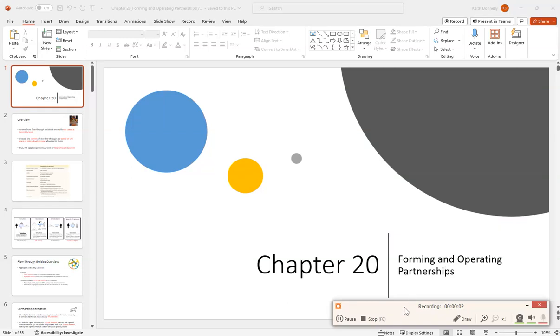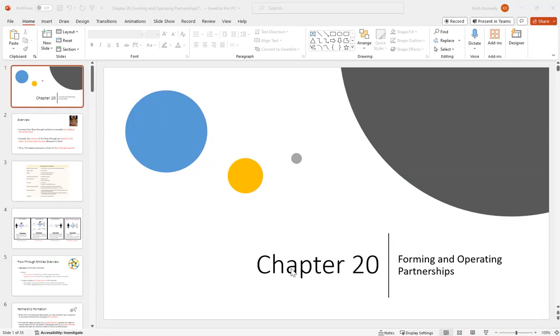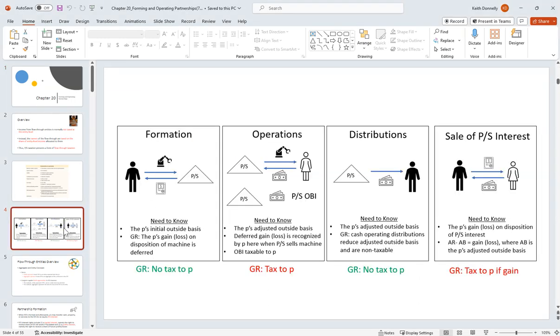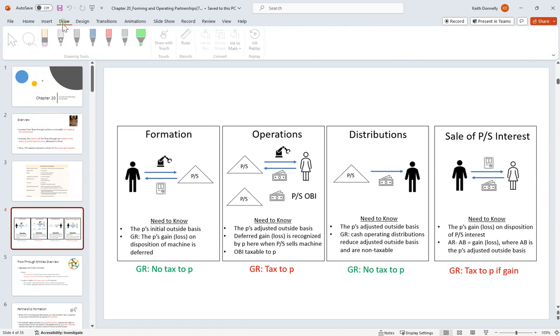All right, hi everyone. This is going to be the second lecture on chapter 20. So, where are we at? Where are we going here? Well, last time, we looked at partnerships with regard to formation. And specifically, we looked at the starting point, outside basis, that is to say, from the partner's point of view.